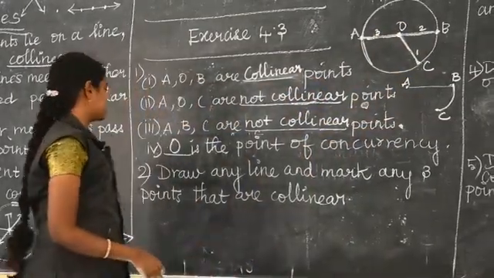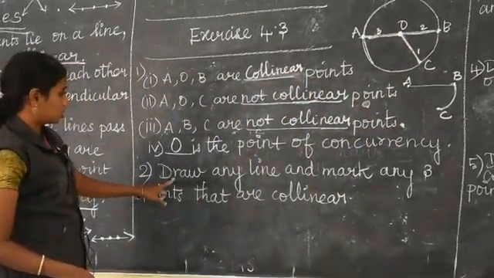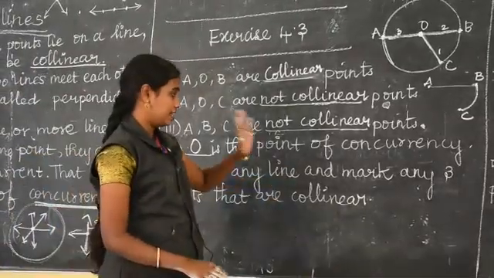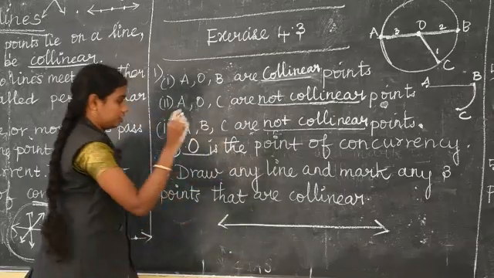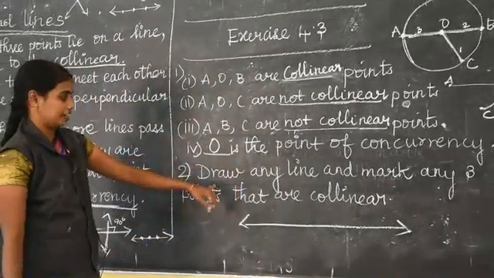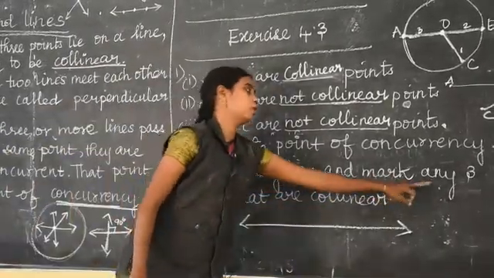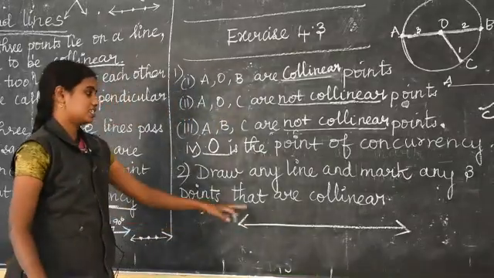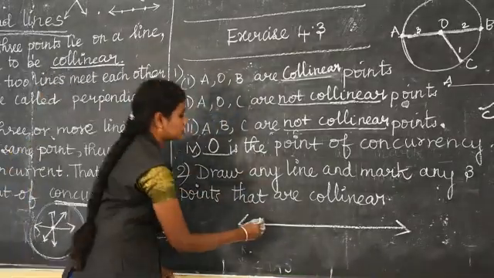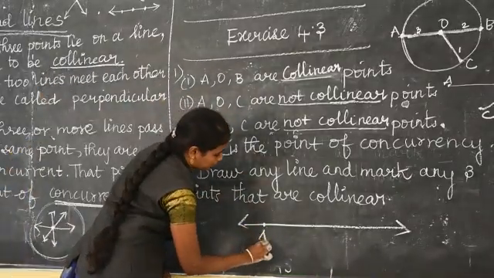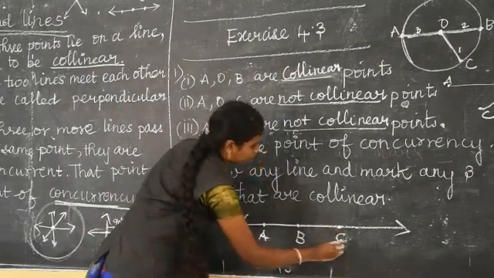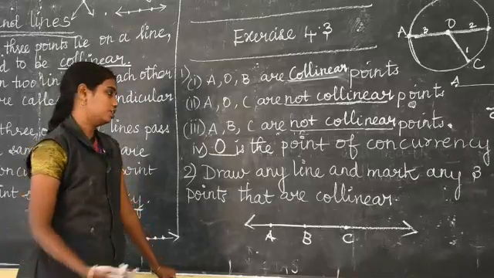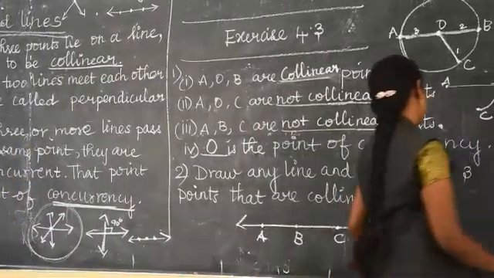Okay. Next, question number 2. Draw any line. Any line. So I am drawing the line like this. Yes or no? Because it's given any line. Draw any line and mark any 3 points that are collinear. So it's your wish to mark any points A, B, C. If you draw 3 points on the line, that is collinear. I have drawn. That's all.